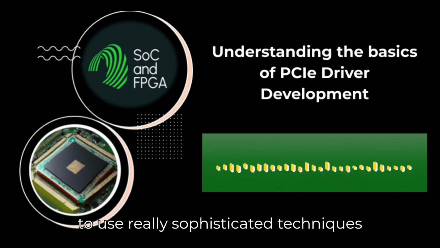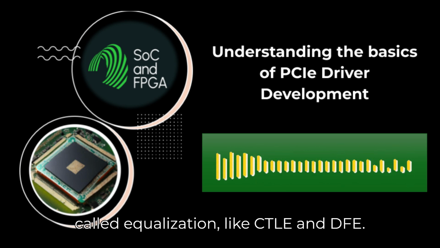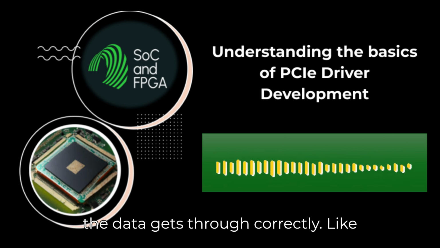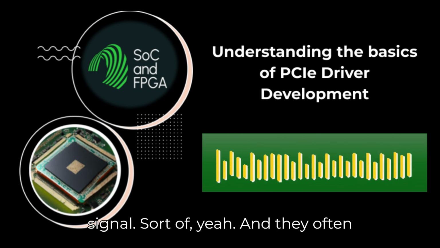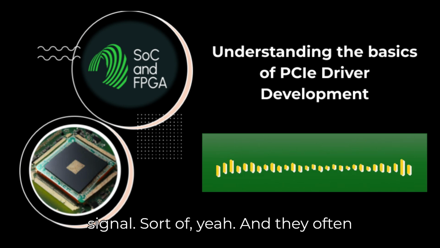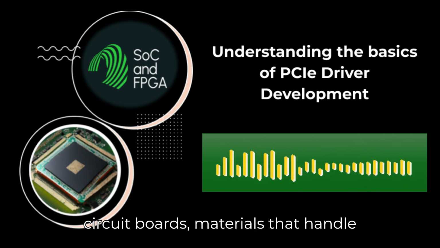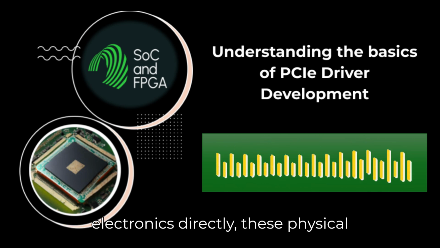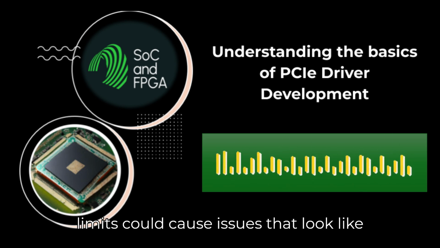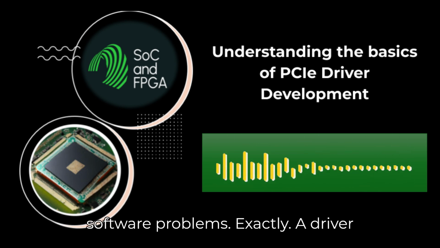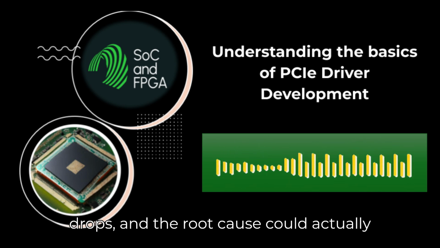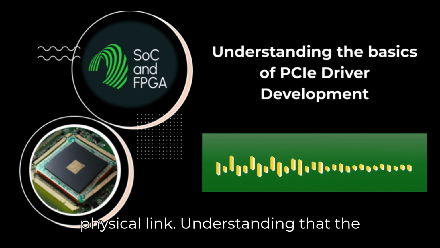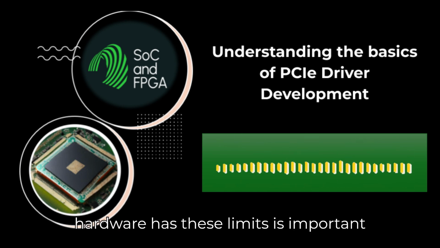Okay. So engineers have to use really sophisticated techniques called equalization, like CTLE and DFE. These basically clean up and reshape the signal at the receiving end to make sure the data gets through correctly. Like digital noise canceling for the data signal. Sort of, yeah. And they often need specialized materials for the circuit boards, materials that handle high frequencies better. So even though a driver developer isn't messing with the electronics directly, these physical limits could cause issues that look like software problems. Exactly. A driver might see weird errors or performance drops, and the root cause could actually be marginal signal integrity on the physical link. Understanding that the hardware has these limits is important context for developers.